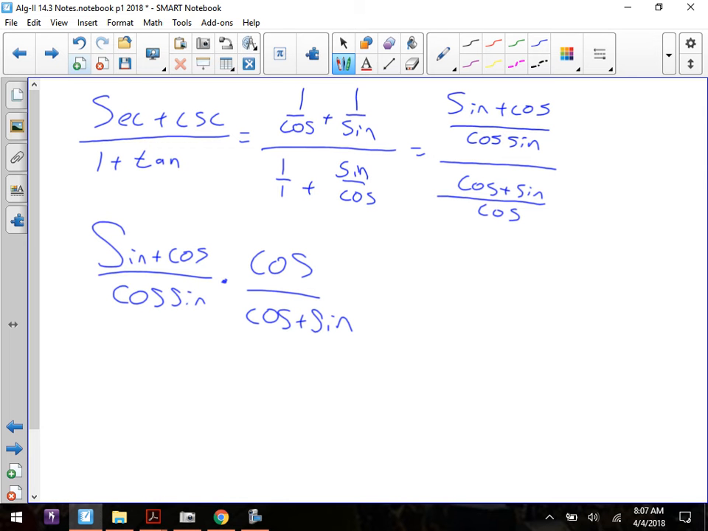Isn't cosine plus sine the same thing as sine plus cosine? 2 plus 3 is 3 plus 2.